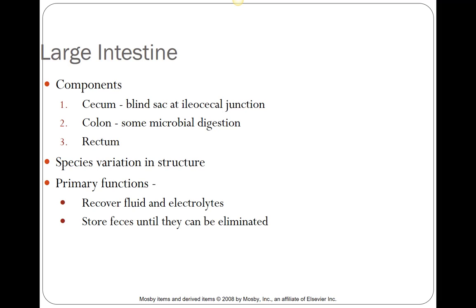Large intestine, you're going to have the cecum, the colon, and the rectum. There's variation in structures in animals. Carnivores have a very poorly developed cecum and a very short colon. Omnivores have a longer colon. Some have a more developed cecum than others. We have a very poorly developed cecum called an appendix.